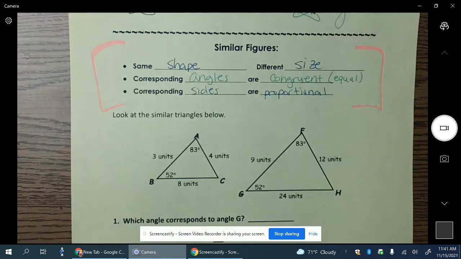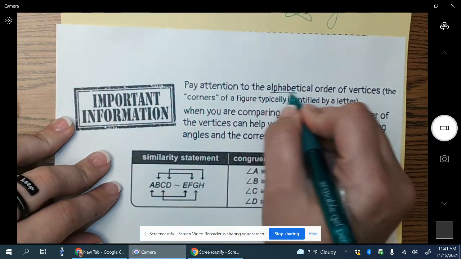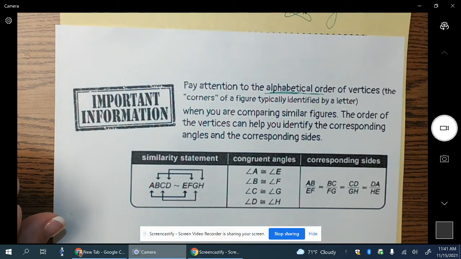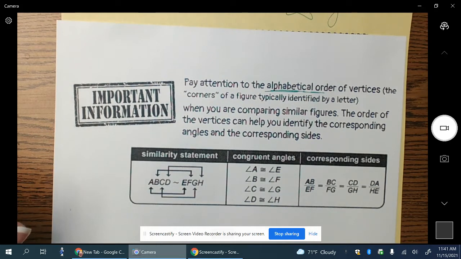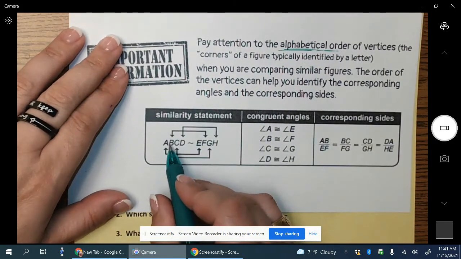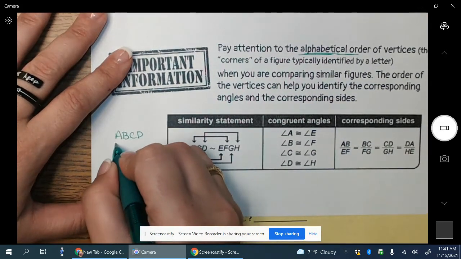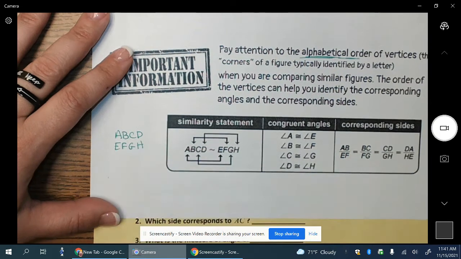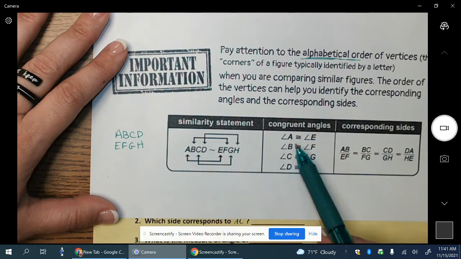Okay. All right. So look at your white sheet for a second that you picked up. It says pay attention to the alphabetical order of your vertices when we're comparing similar figures. The order helps you to identify corresponding parts. Corresponding means it's in the same place. So you always want to write them, and I actually like to stack them on top because it's so much easier to see. What they're showing you is that A is the first letter, E is the first letter, so they're the same.